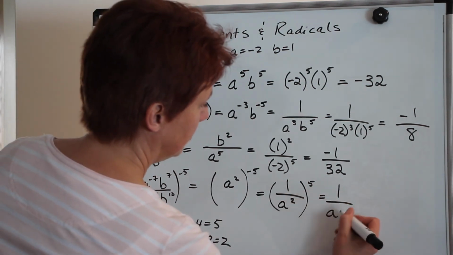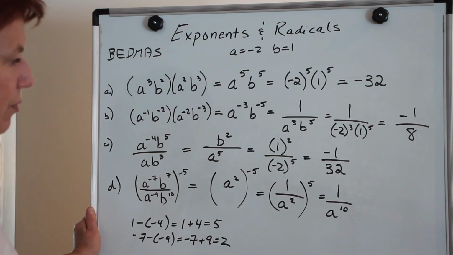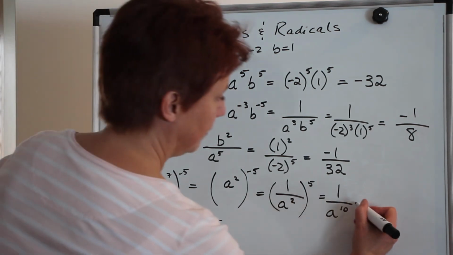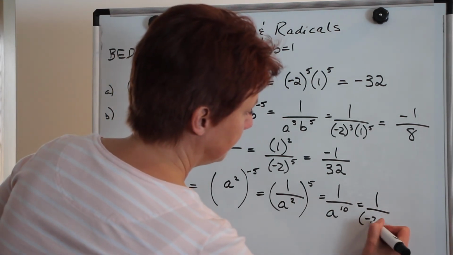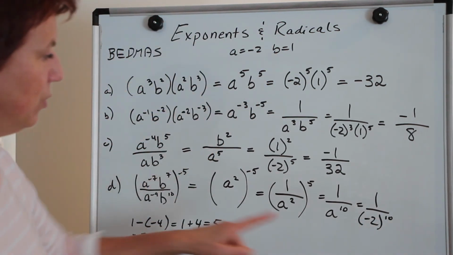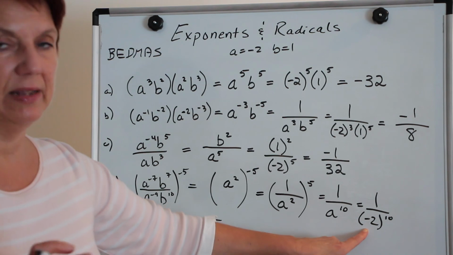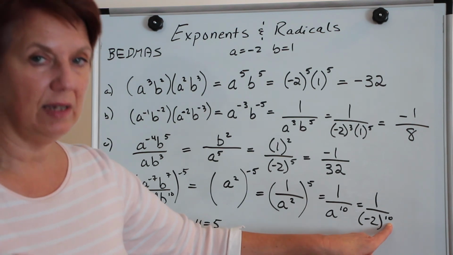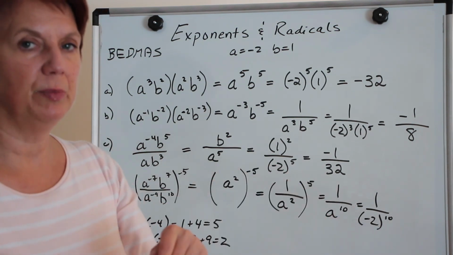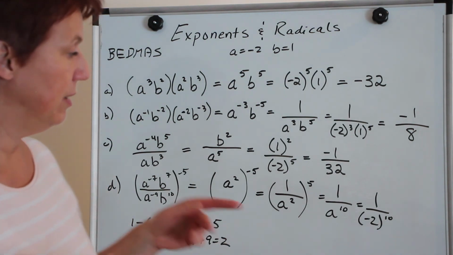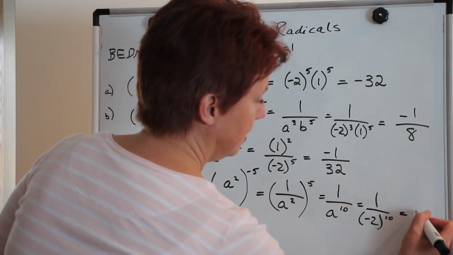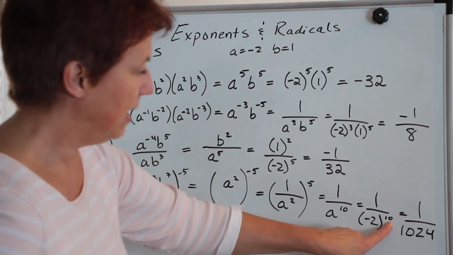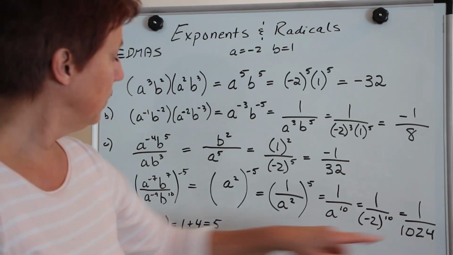You're going to develop your own preferences for dealing with these, and we get 1 over a to the power of 10, because 2 times 5 is 10. Now we're going to put our -2 in for a. And once again, we've got a negative base. We want to ask ourselves, is our answer going to be negative or positive? In this case, it'll be positive because the exponent is even. So all those negatives that we're going to be multiplying, they're going to cancel each other out ultimately, and we're going to end up with a positive final result. And if you've watched my other videos, you know that this is 1024. 10 goes with the 10 here, 1024.